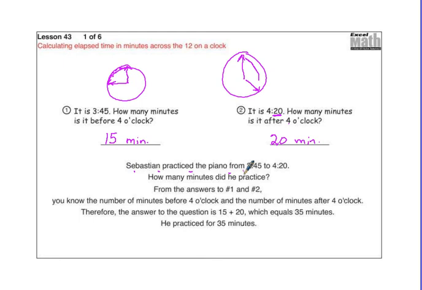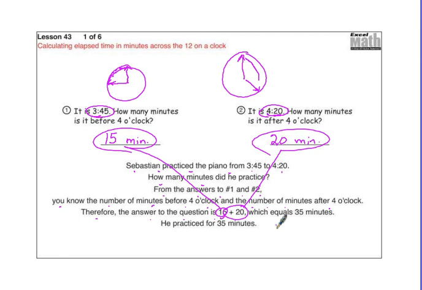Sebastian practiced the piano from 3:45 to 4:20. Here's 3:45, here's 4:20. How many minutes did he practice? From the answers to numbers 1 and 2, you know the number of minutes before 4 o'clock and the number of minutes after 4 o'clock. Therefore, the answer to the question is 15 plus 20, which equals 35 minutes. He practiced for 35 minutes.